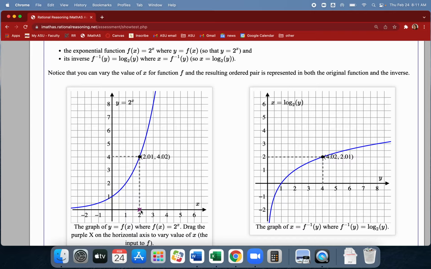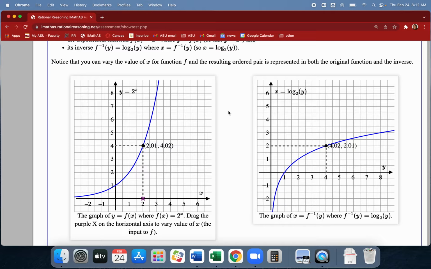But the x and y are in reversed places here, just so that the input and the output match what was in the function. The input is y and the output's x. But these are two different ways to express the exact same relationship between x and y. What's easiest as the input and what works as the output is reversed between the two.